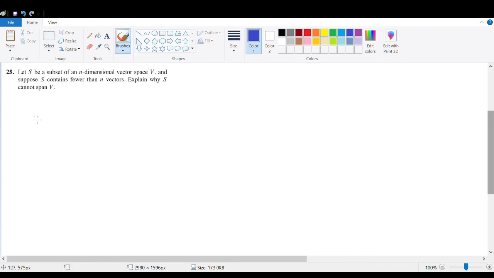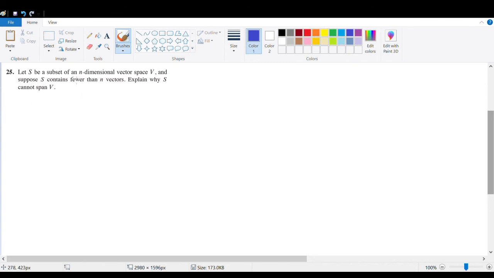In 25, let S be a subset of n-dimensional vector space V, and suppose S contains fewer than n vectors. Explain why S cannot span V. Let us do this one by contradiction. We assume that S contains fewer than n vectors, then can we show that S spans V? So let us see that one.